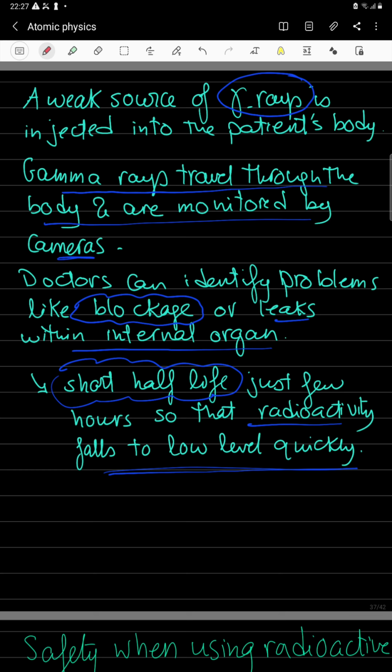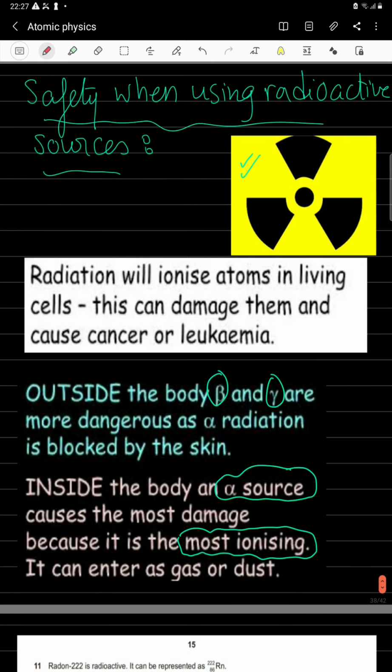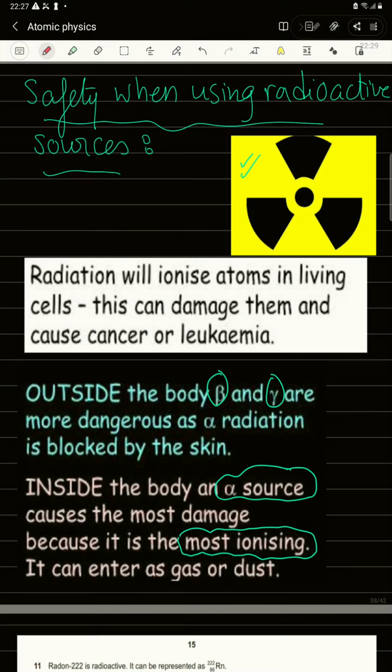In this case we use a source of gamma rays because gamma is the least ionizing, so it can be injected inside the body. And of course we use a source of gamma rays that has a short half-life to minimize the time of exposure of the patient to this type of ionizing radiation. When we are using radioactive isotopes, we have to be careful. Why is that? Because alpha is very highly ionizing. If ingested, it might cause cell mutation, it might cause leukemia. It's very dangerous if it enters the human body.